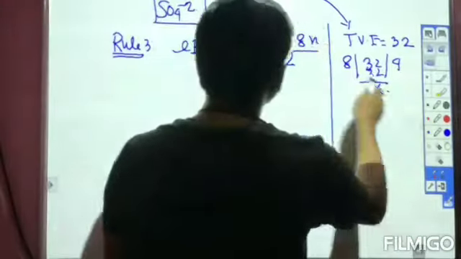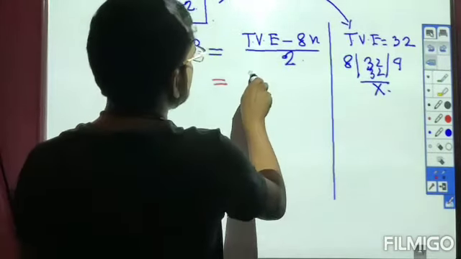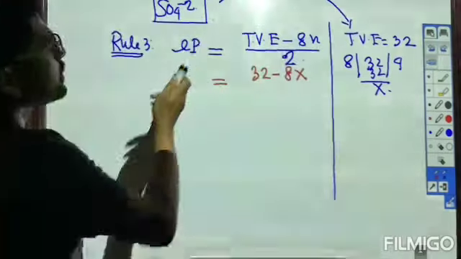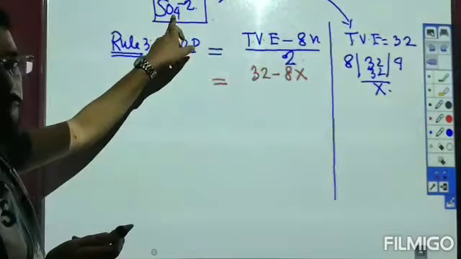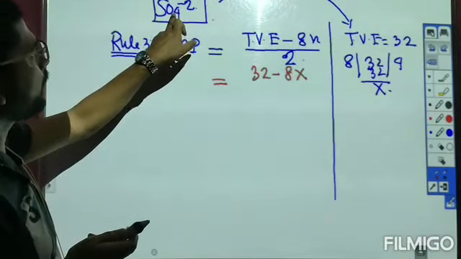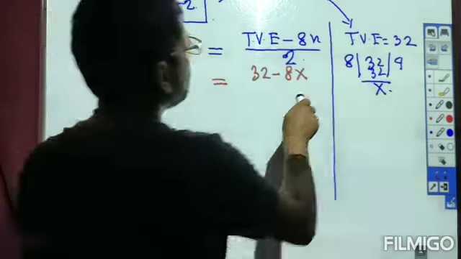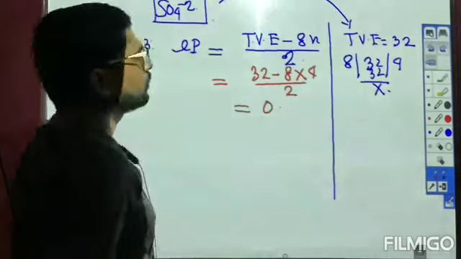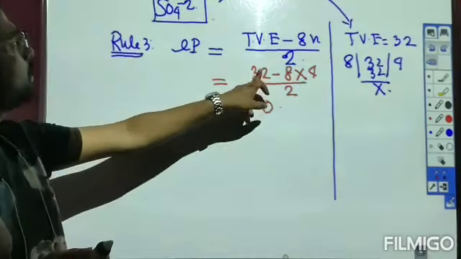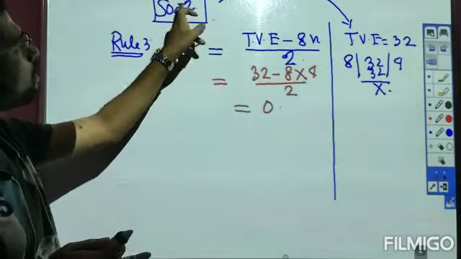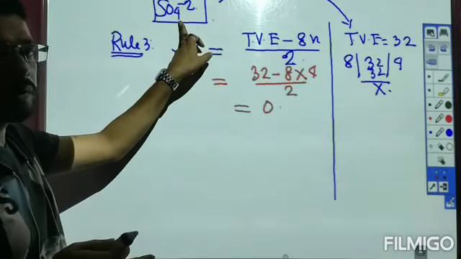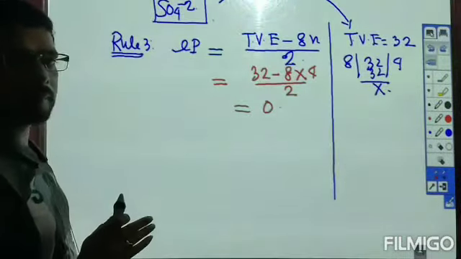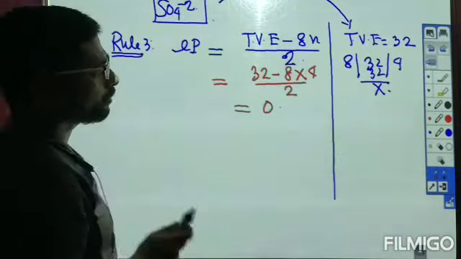How? Total valence electrons in this case 32, minus 8 into n. n is the number of bonded atoms. Here the number of bonded atoms is 4, so 32 minus 32 divided by 2 will also give you 0. It means that in SO4 minus 2, there is no lone pair of electrons on sulfur.